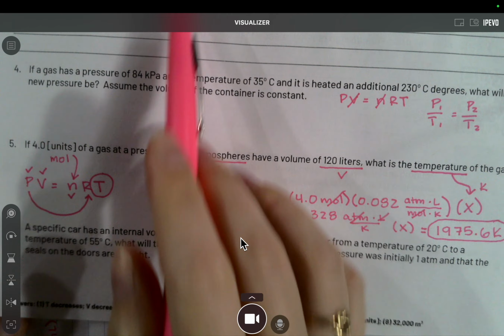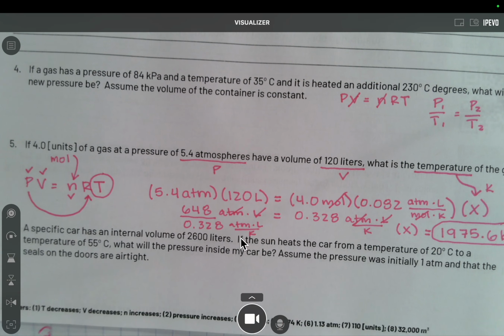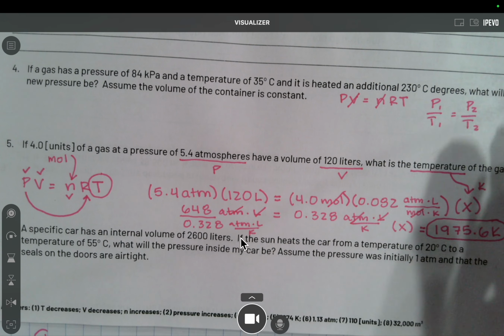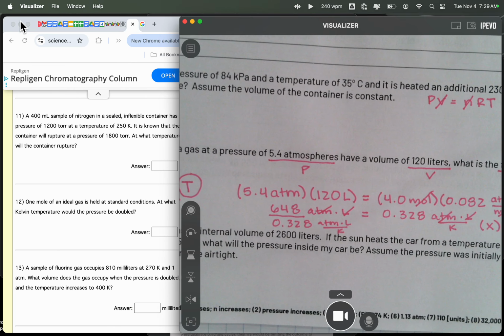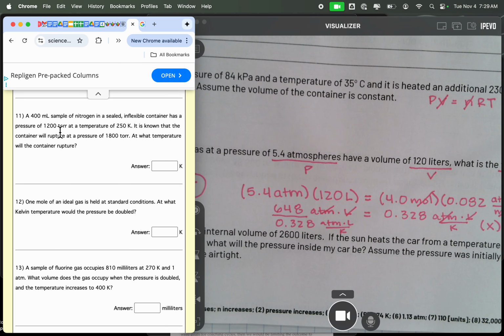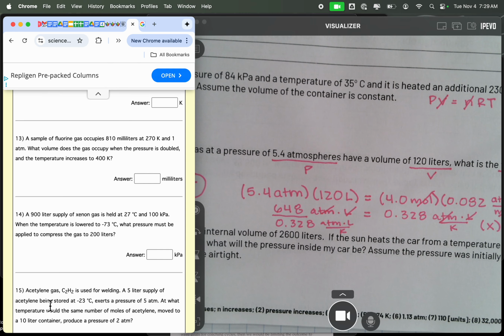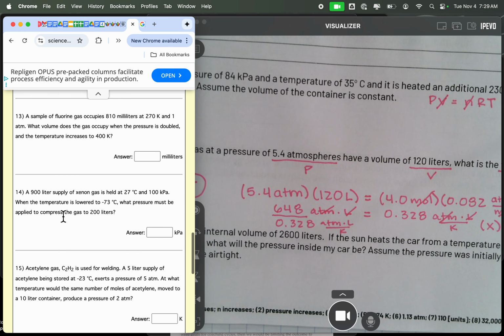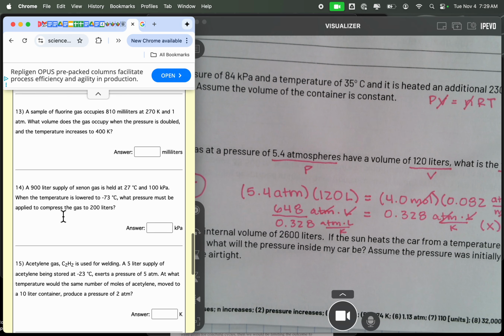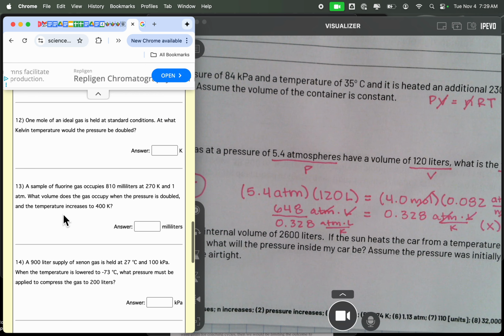So I'd like you to continue doing some of these problems, but if you want some practice before you work on the stuff that I will eventually grade, good news, I have some practice for you. So let's make this small again. Questions 11, 12, 13, 14, 15, and 16 are a little bit more complicated. So these will give you some practice on unit conversions, things like that.